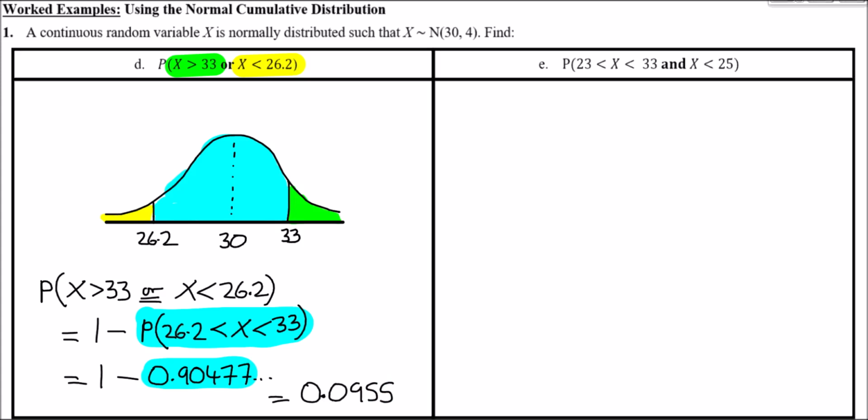And finally for question 1, E, probability of observing a value between 23 and 33 and less than 25. Well, here, if we just go back to GCSE for a moment and think about this before diving in, this bit here, between 23 and 33, if I label 23 there and 33 here, that probability on a number line would look like this.